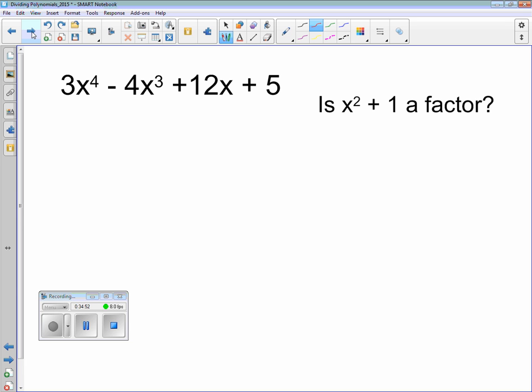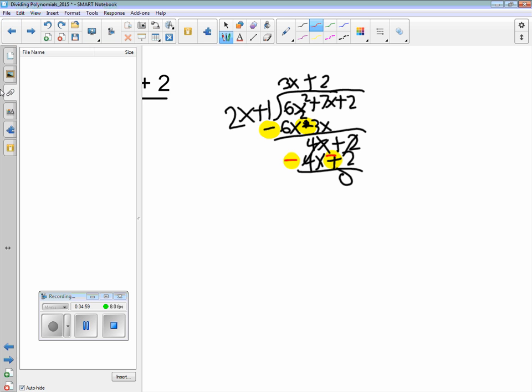How do we get the 2 in that last again? Go back real quick. Because 2 times 2 is 4.